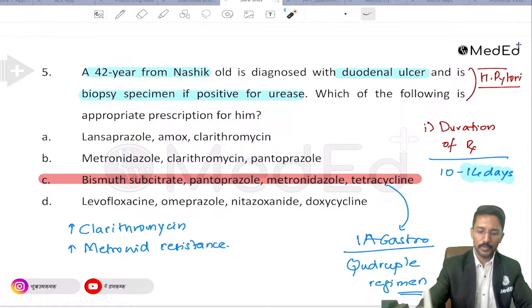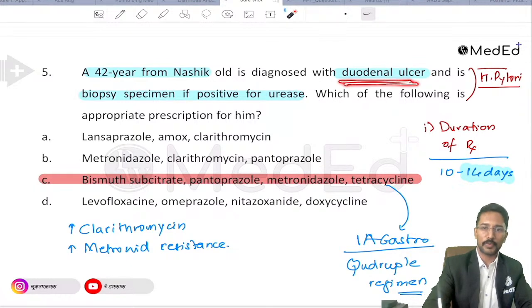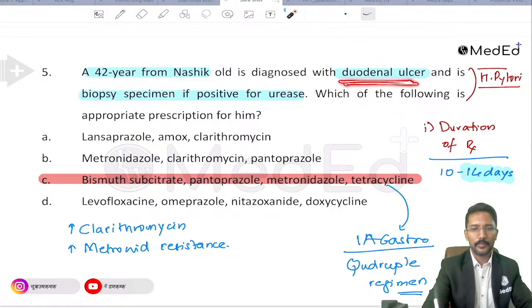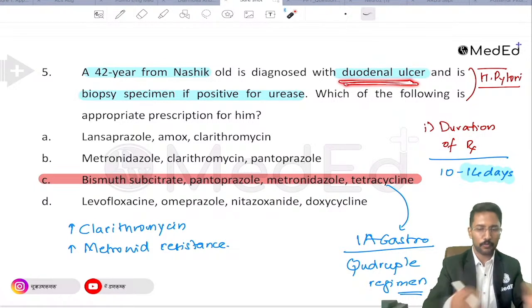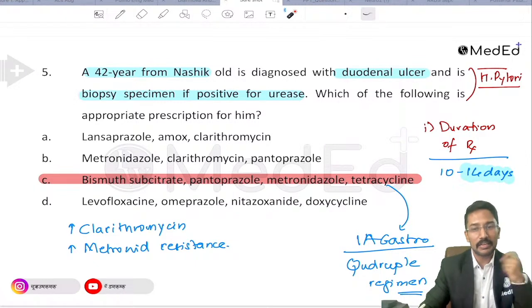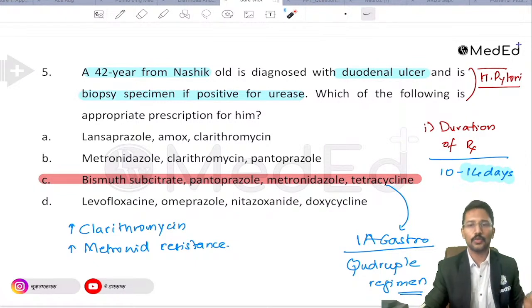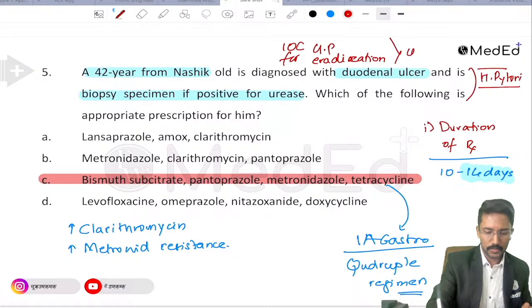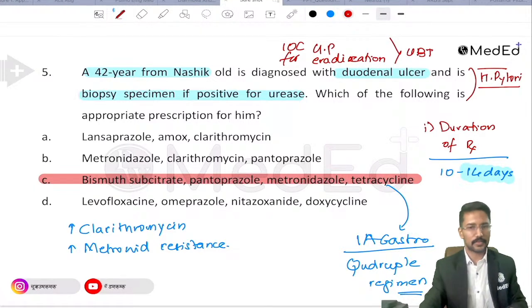See, first time when he came, we had to make a diagnosis of the peptic ulcer, right? So we had to do an endoscopy. When we saw the ulcer, we took a biopsy, done. But when he comes for the second time for follow-up, we cannot go ahead with an invasive test, right? He will also not agree. So the investigation of choice for eradication is the urea breath test. Let me write it down here. Investigation of choice for H. pylori eradication is urea breath test, which is a non-invasive test.